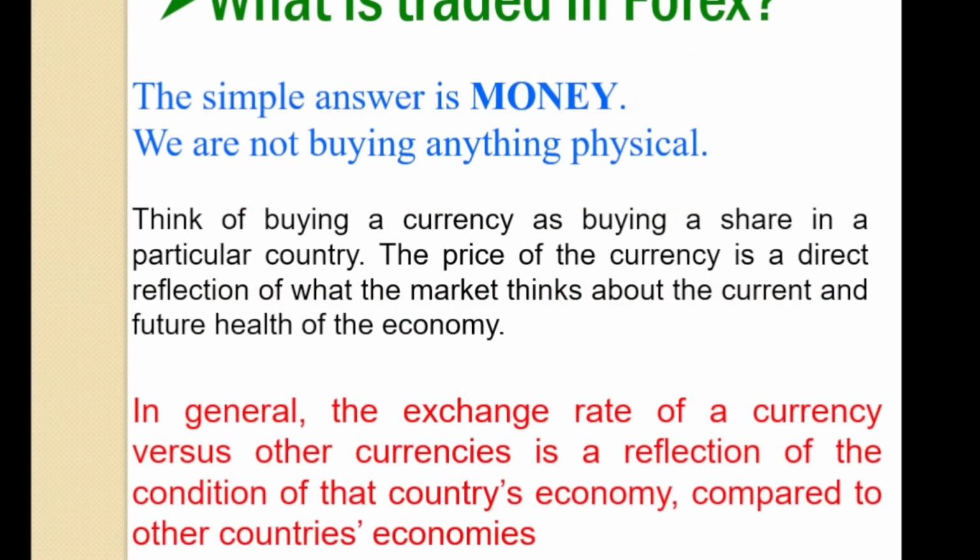What then is traded in Forex? The simple answer is money, because there is nothing physical that we are buying or selling in Forex. Think of buying a currency as buying a share in a particular country. The price of the currency is a direct reflection of what the market thinks about the current and future health of that economy. In general, the exchange rate of a currency versus other currencies is a reflection of the condition of that country's economy compared to other countries' economies.